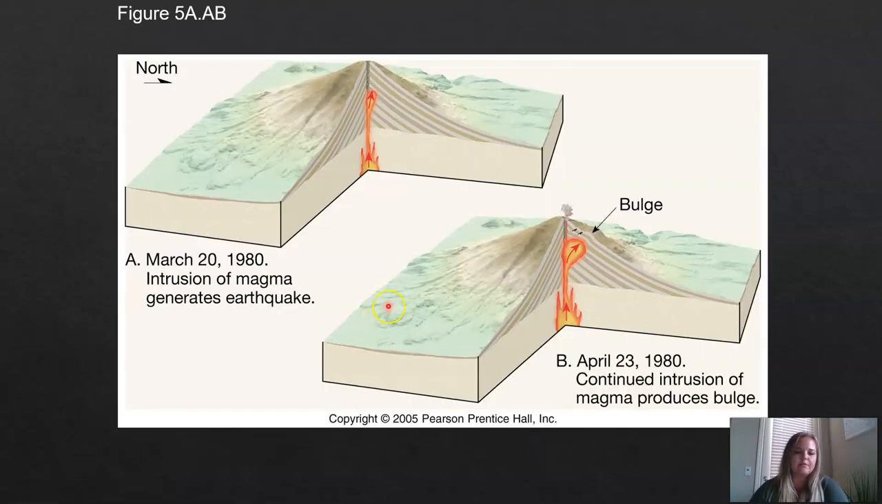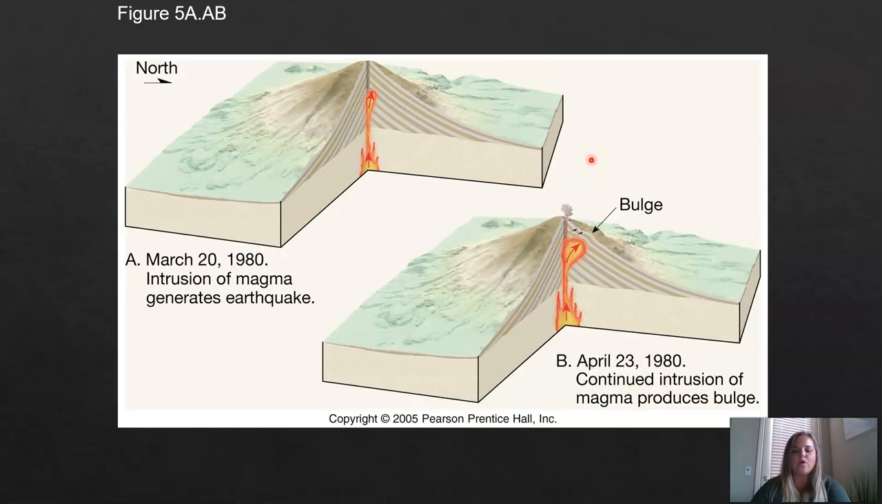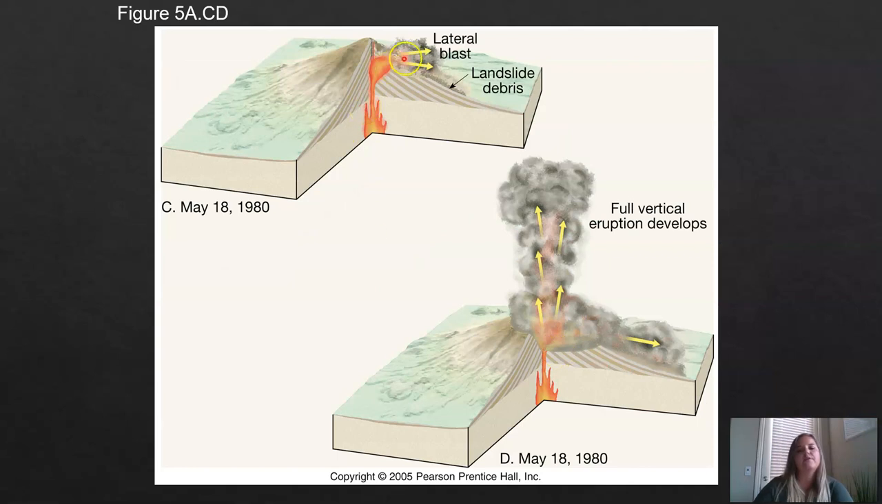Here's a diagram of those photographs. In March of 1980, they started to understand that magma was intruding. They started seeing spikes in shaking levels of the volcano and gas emissions. Then in April is when the bulge started showing up. And then in May, we had the lateral blast and then a vertical blast thereafter. So it only took about a month, maybe 28 days or so, from the bulge development to the eruption. So it developed pretty quickly.